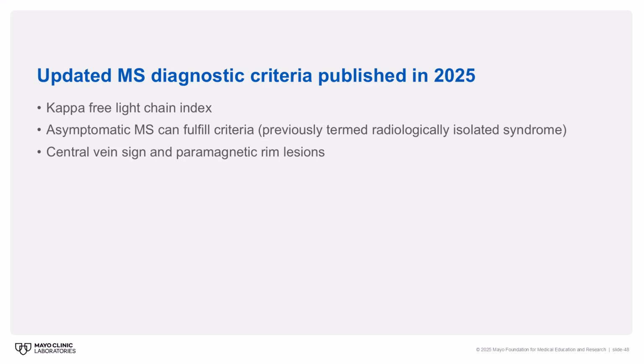Other changes on the updated 2025 diagnostic criteria, which are now available. Yes, the kappa-free light chain index is now incorporated, as I mentioned, and also asymptomatic MS, what used to be termed radiologically isolated syndrome, can now fulfill criteria. These patients may qualify for medications, and then there's more incorporation of other sophisticated MRI signs, with the central vein sign and paramagnetic rim lesions also contributing to the criteria.